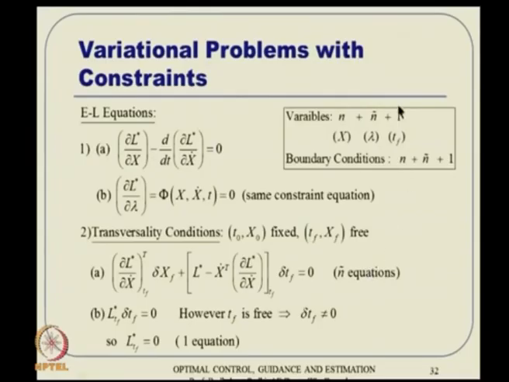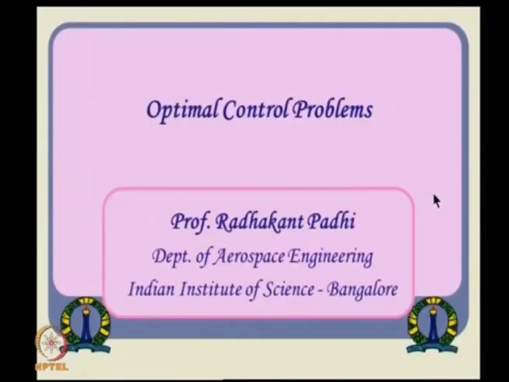But the problem dimension is now something like this. So, x is n dimensional, lambda is n tilde dimensional, and Tf, if it is free, happens to be one more dimension. Okay. Alright, so it is actually an n plus n tilde plus 1 dimensional problem that we are talking about. Then that was the calculus of variations summary, and more details obviously are there in the detailed lectures.